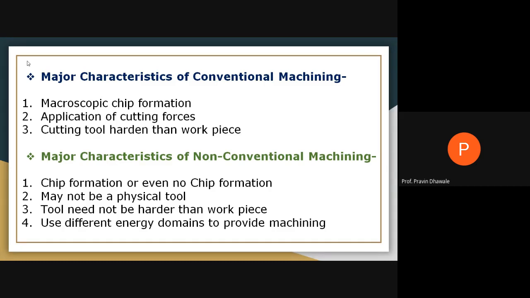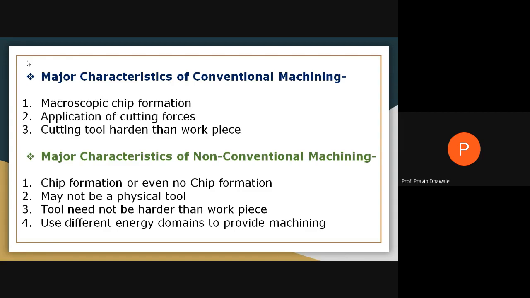Next point, there are certain characteristics. Those are the major ones in case of the non-traditional or non-conventional machining process. Whatever the chips or material is to be removed from the workpiece, it is in the form of small atoms or particles. There will be no chip formation in case of non-conventional machining. Also, there may not be any physical tool.